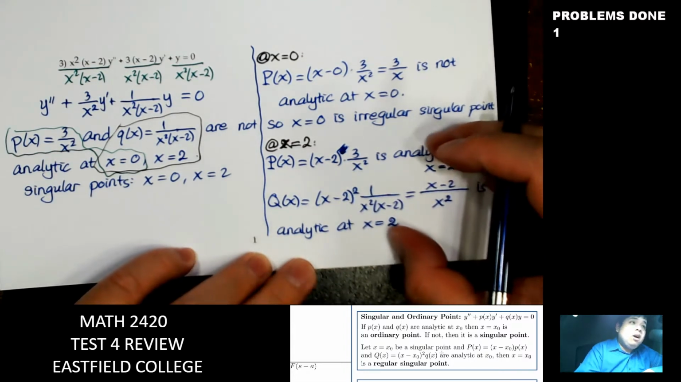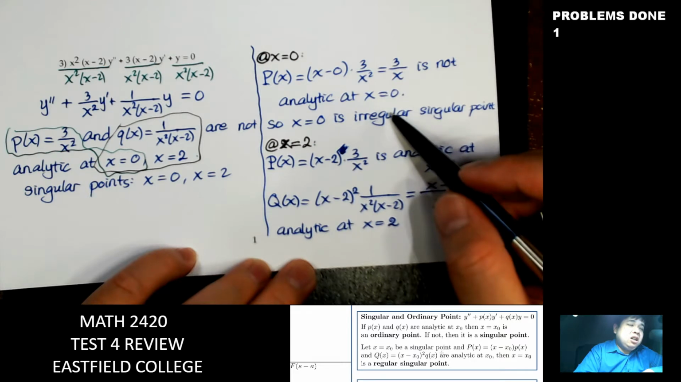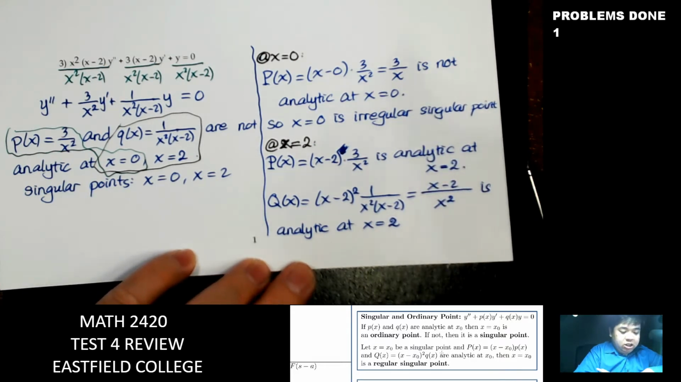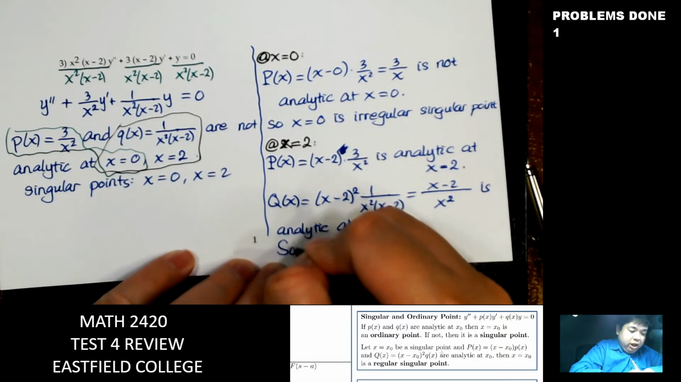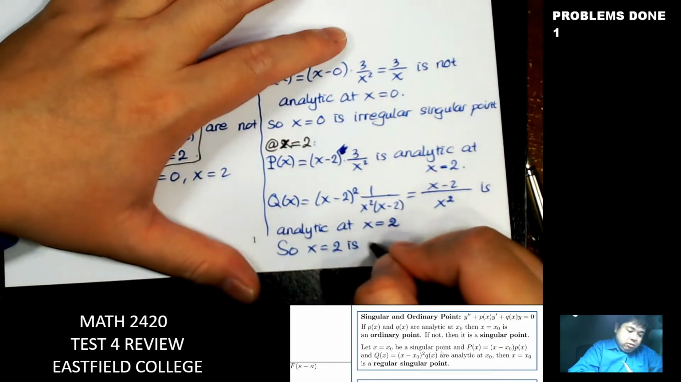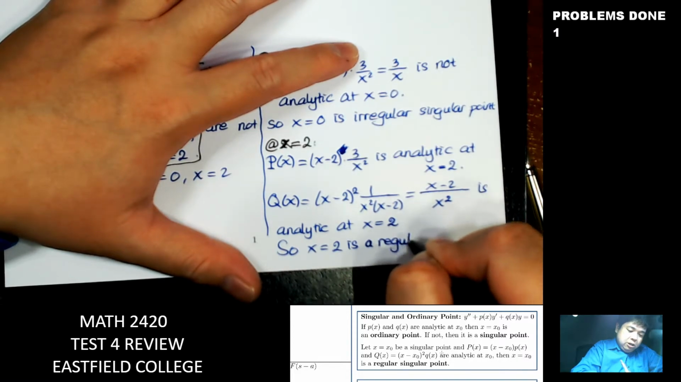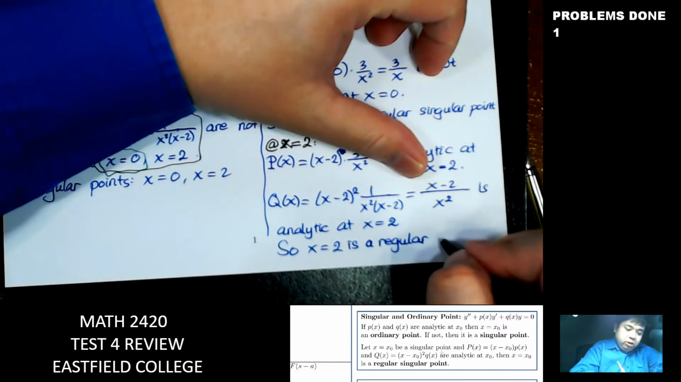So both of them analytic at the point, so it is a regular singular point. If one of them is not analytic, it is an irregular singular point. So we have x equal to 2 is a regular singular point.